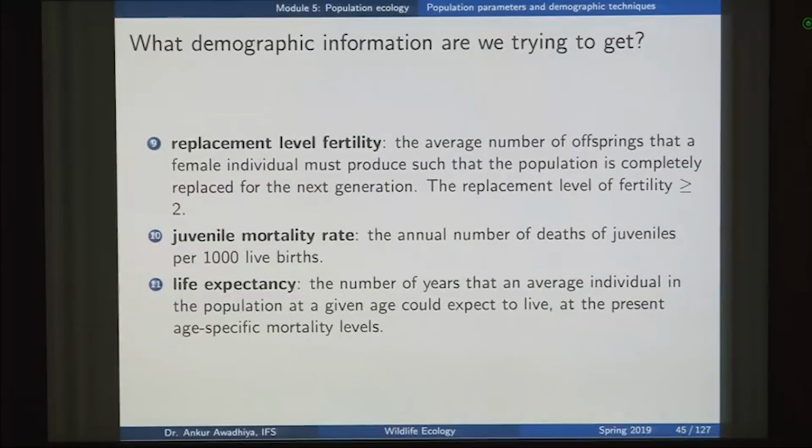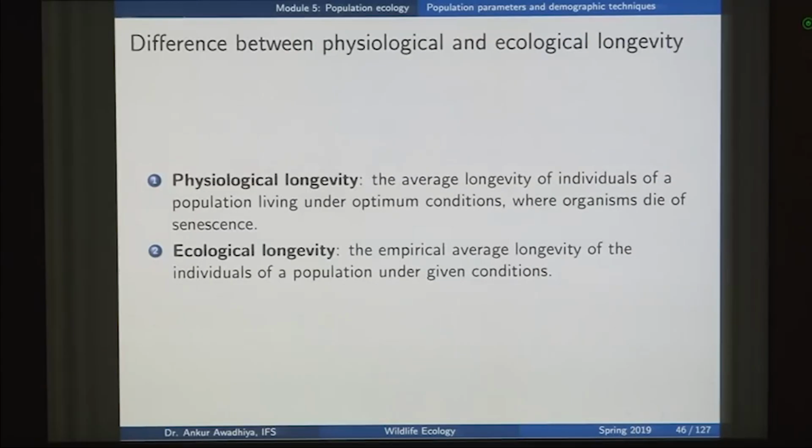Or juvenile mortality rate, the number of deaths of juveniles per 1000 live births. Or life expectancy, the number of years that an average individual in the population at a given age could expect to live at the present age specific mortality levels. So what is the life expectancy of your animal? Now when we talk about life expectancy, there are 2 different variables. We could be talking about physiological longevity or ecological longevity.